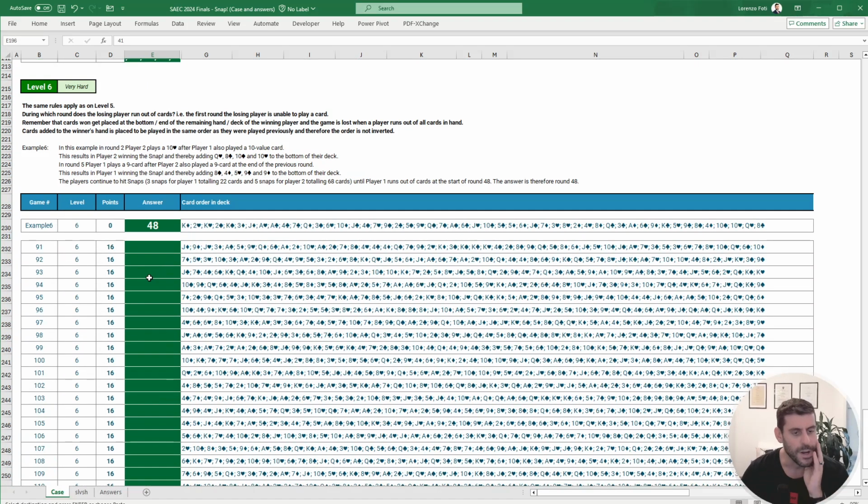Level 6. Oh, very hard. I like it. The same rules apply as on level 5. During which round does the losing player run out of cards? The first round in which the losing player is unable to play a card. Remember that cards won't get placed at the bottom and the game is lost when the player runs out of cards. Cards added to the winner's hand are placed to be played in the same order as they were played previously, and therefore the order is not inverted.